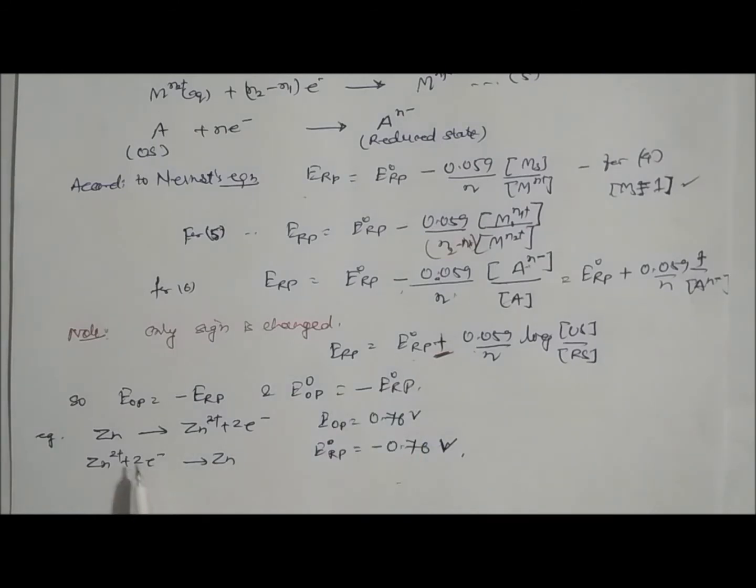For example, I have taken zinc losing electrons and zinc gaining electrons. So EOP will be 0.76 volt, and if it gains electrons, it will be negative. This is just a hint for understanding.